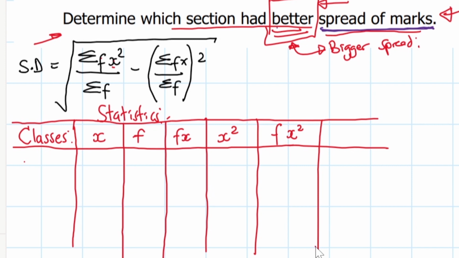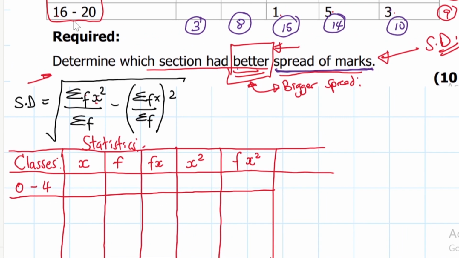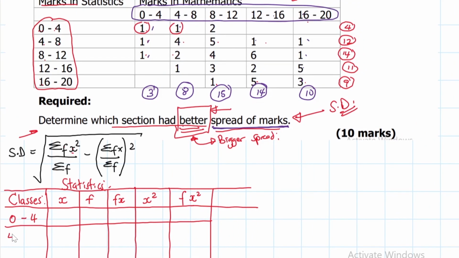Okay, so what are our classes here for statistics? We have 0 to 4 right there. Then we have 4 to 8. You realize that these ones are class boundaries.